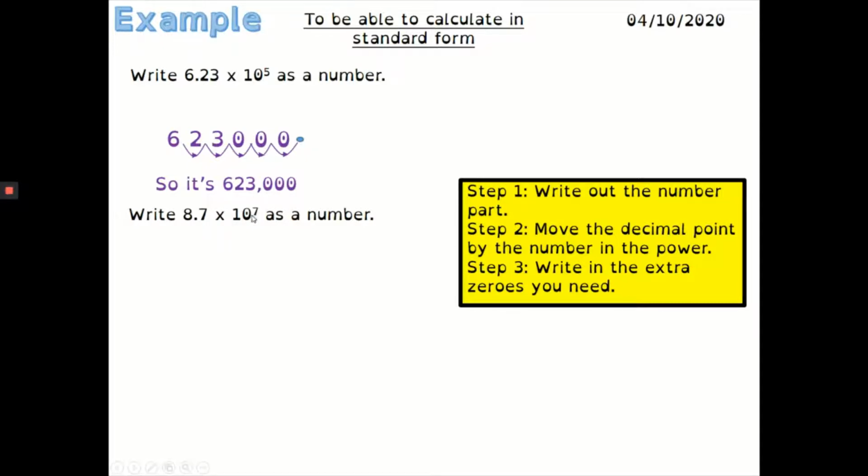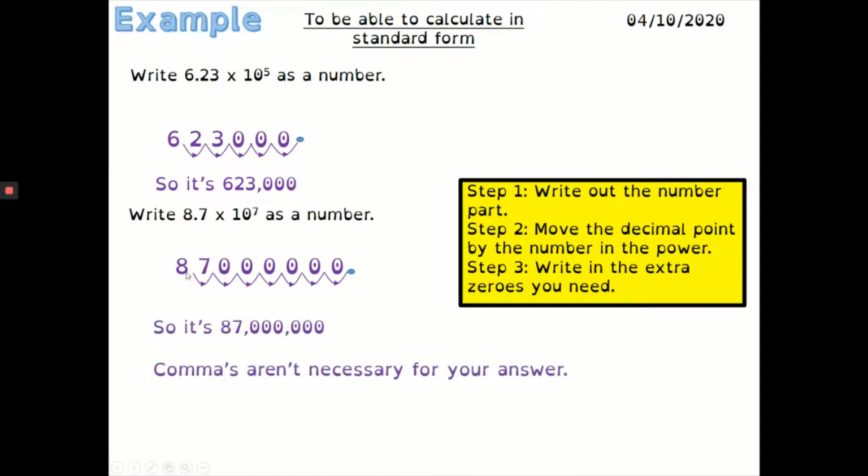8.7 times 10 to the power of 7, write out the 8.7. Move my decimal point 7 times. Decimal point will end up here. Fill these gaps with zeros. And there's my number, 87 million. Commas aren't necessary for your answer. I've just included them for clarity.